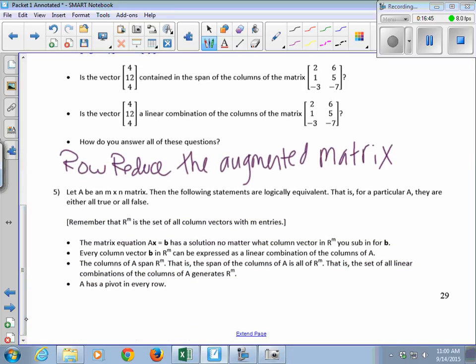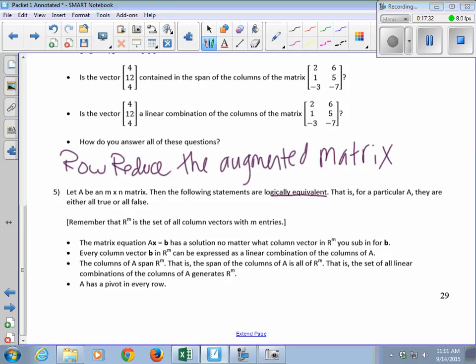If we let A be an m by n matrix, all the following statements are logically equivalent. Logically equivalent means if one is true, they are all true. If one is false, they are all false. If I asked you, does the matrix equation AX equals B have a solution no matter what column vector in Rm you sub in for B, that might be a hard question to answer. Instead, you could say, well, A has a pivot in every row. That's true, so this one's true. So if I ask you one of these 4 questions, sometimes it's easier to answer one of the other ones. And if you know the answer to another one, you know the answer to all of them.